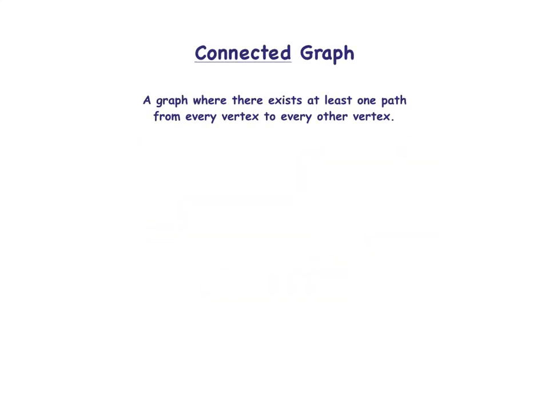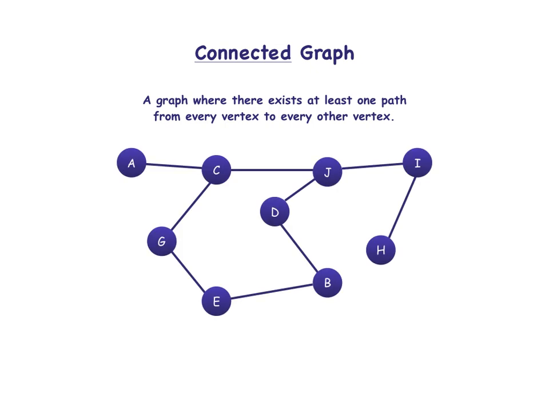Connected graph. A connected graph is a graph where there exists at least one path from every vertex to every other vertex. Here's what I mean. Consider this graph, for example. No matter which two vertices I select in this graph, there will exist at least one path that connects them, right? For example, A and H. There's a way to go from A to H, and there's also a way to travel from H to A.